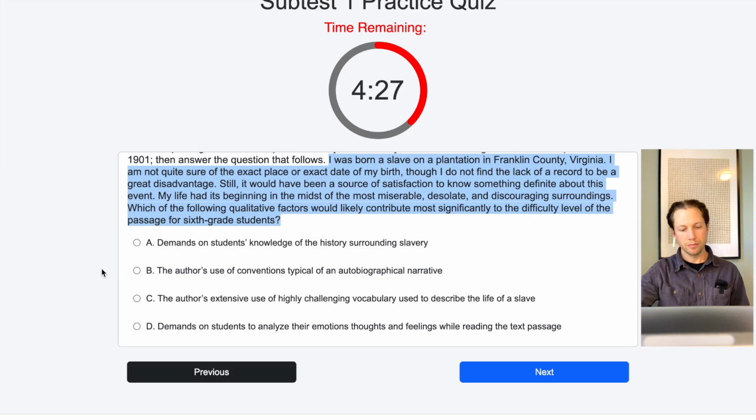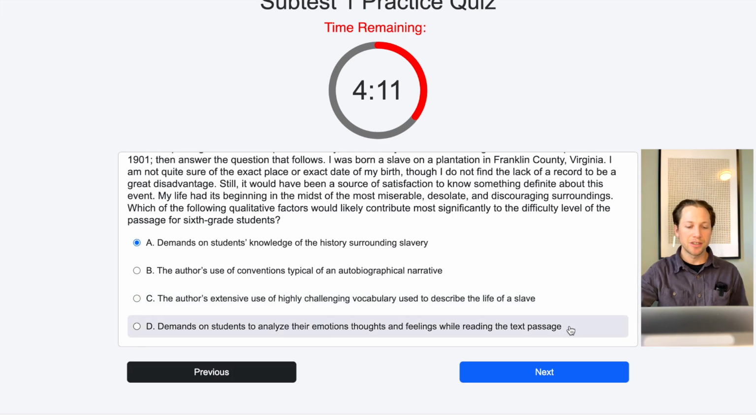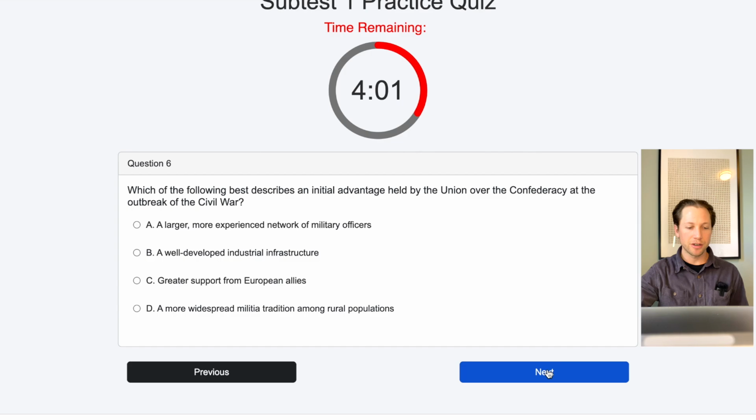Okay, so here I'm going to go with letter A, and that is because it reads demands on students' knowledge of the history surrounding slavery. To really, even remotely grasp how difficult the time must have been, students are probably just learning the basic knowledge of this topic, and I think letter A would be most appropriate here.